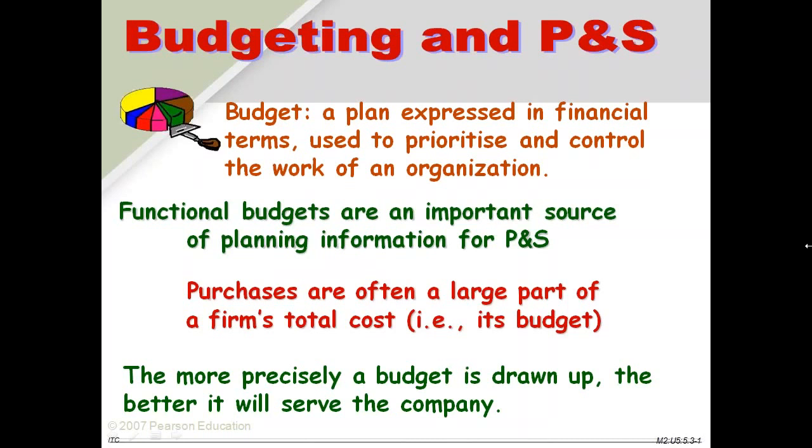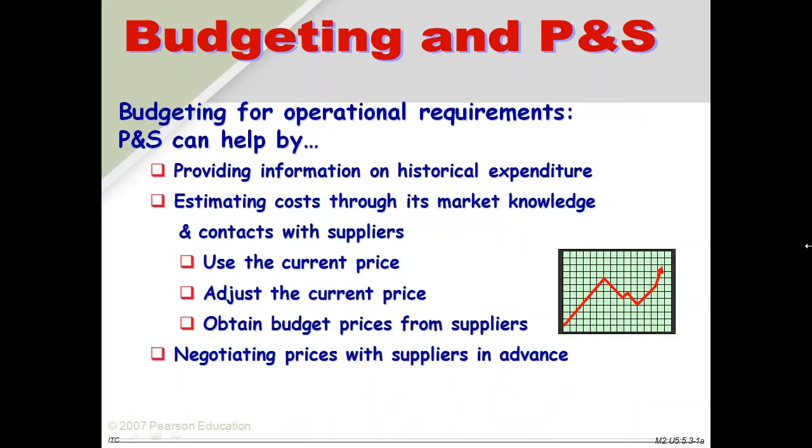So budget is nothing but a plan expressed in financial terms used to prioritize and control the work of an organization. Functional budgets are an important source of planning information. Now procurement is a large part of the firm's total budgets. So this is where we need to look around. We need to have current prices. Say I'm buying 30 computers, how much is it going to cost me?